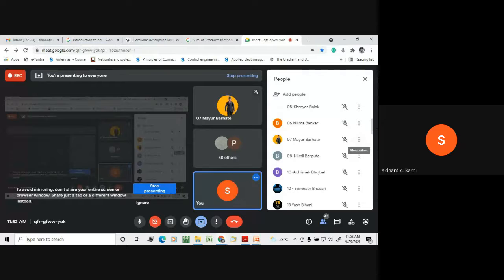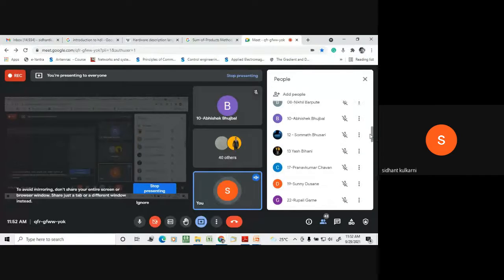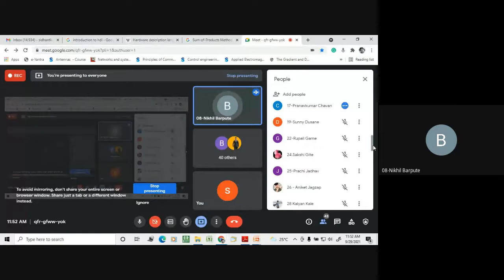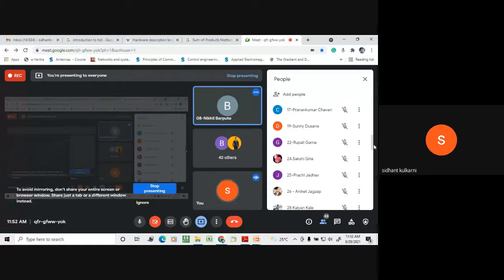Bhujbal Abhishek. Yes, sir. What is the difference between active and passive filter? Give the answer fast. Sir, active filter contains only active components. Only active components? Is it so?